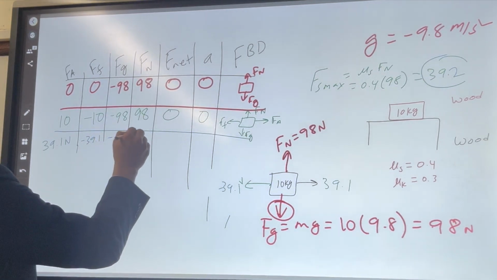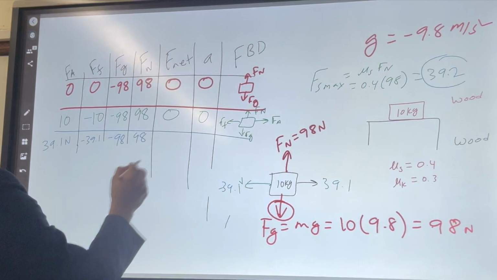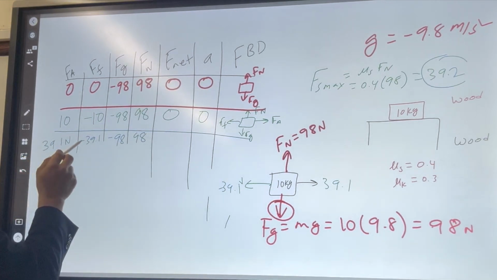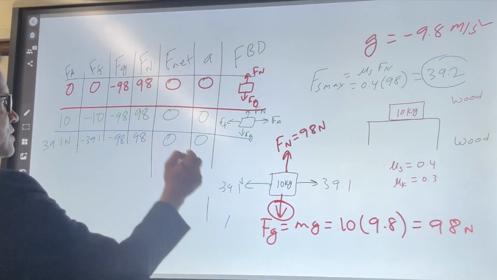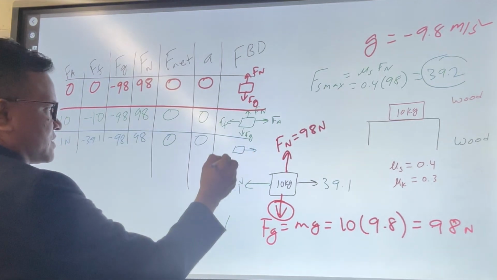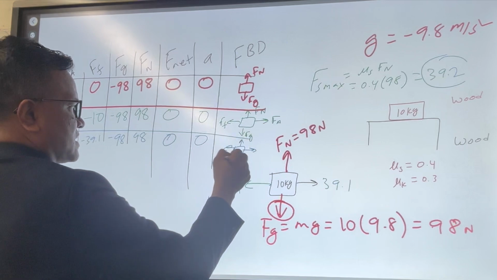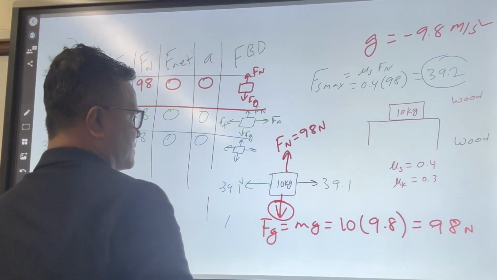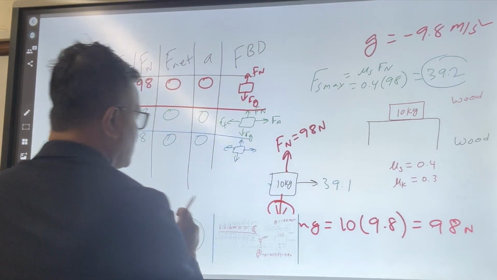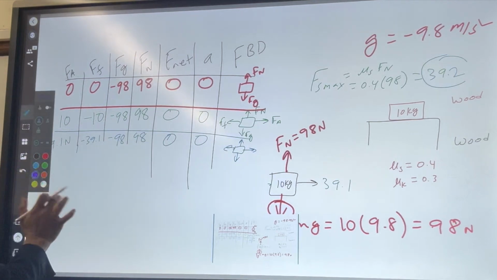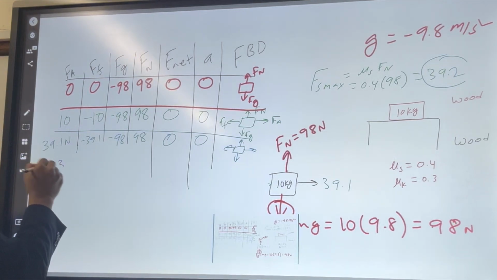The weight is still the same. There is nothing going on in the y direction. 39.1 minus 39.1 is 0. Acceleration is 0. 4 forces acting on it. This one cancels with this one. This one cancels with this one. Okay, very good.